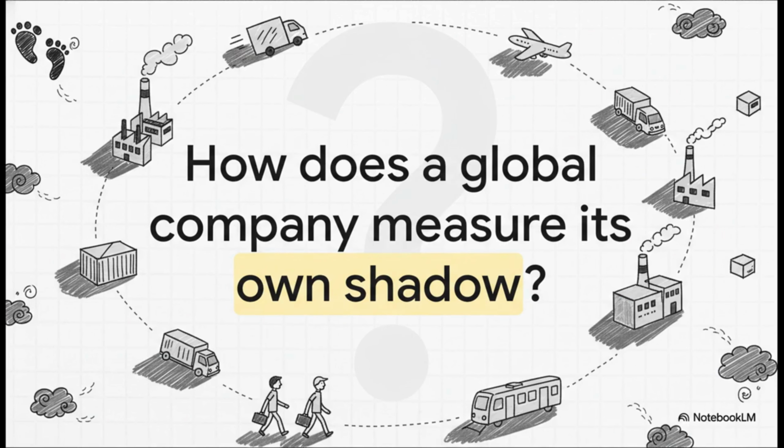So just think about this for a second. How does a massive global company even begin to measure its own shadow? Because that's really what a carbon footprint is, right? It's this invisible shadow cast by every single vehicle, every factory, every product in its supply chain. It's like a ghost in the machine. So how on earth do you measure something that's everywhere and nowhere at the same time?